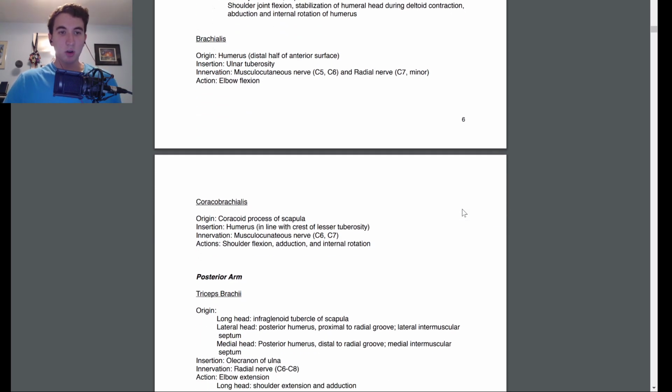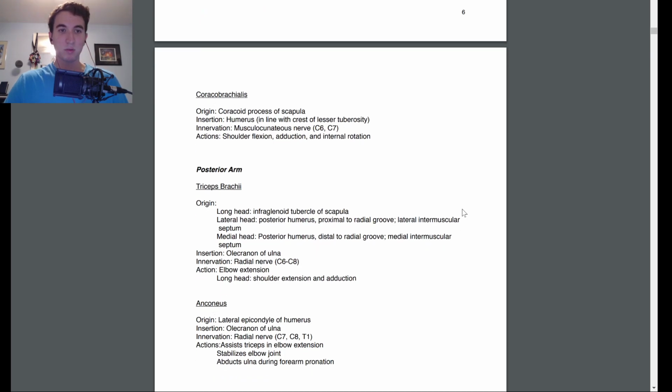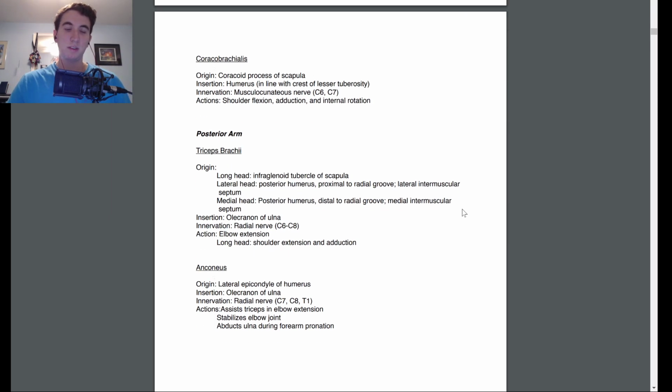Then we have the coracobrachialis. It originates at the coracoid process of the scapula. It inserts at the humerus in line with the crest of the lesser tuberosity. The innervation is the musculocutaneous nerve, coming from C6 and C7, and the actions are shoulder flexion, adduction, and internal rotation. Again, flexion is when you bring your arm up over your head. Internal rotation, bring your shoulder in. Adduction, it's out to the side.